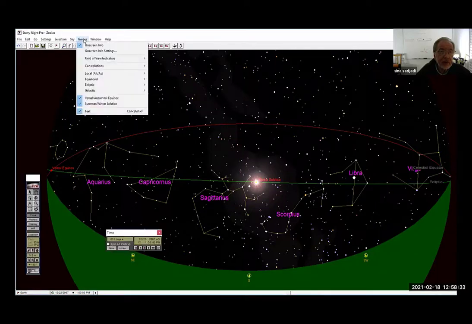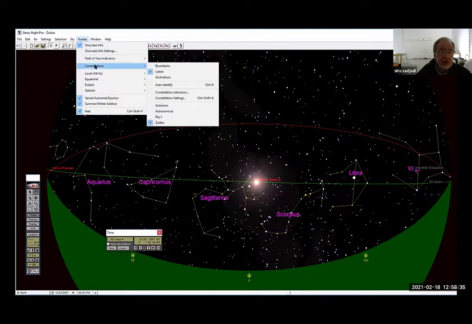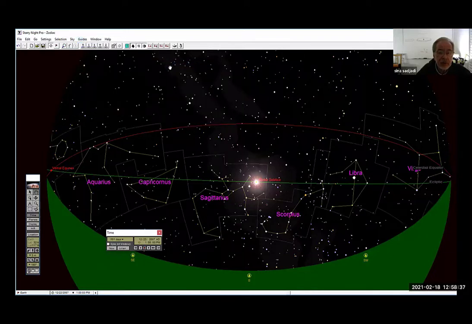We have outlines here. We have boundaries. So like you see these boundaries here, they decided that this is the boundary in the 1920s. They decided that this is the boundary, and because it was the International Astronomical Union, now all the maps have to have these boundaries. So if the sun is within this boundary, the sun is in the constellation of Sagittarius.